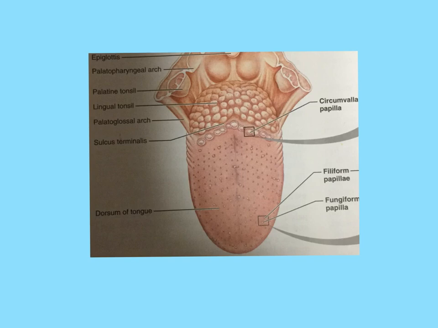The last type is the circumvallate papillae, which resembles a fungiform, except these are located in a V-shaped row at the back of the tongue. Both fungiform and circumvallate have taste buds.